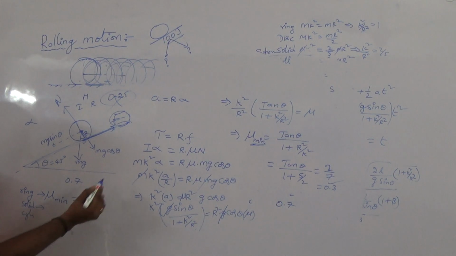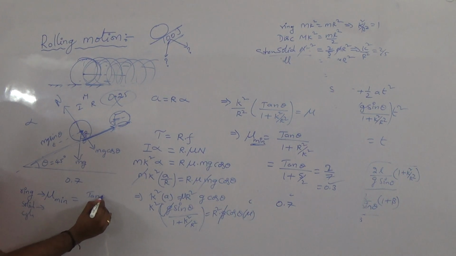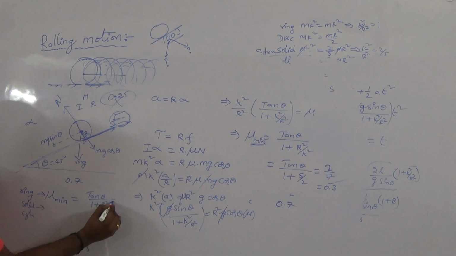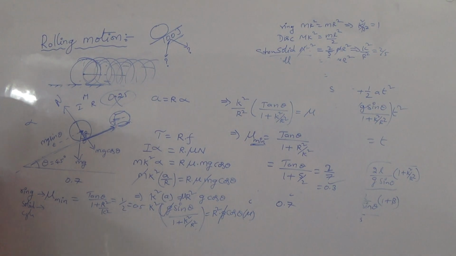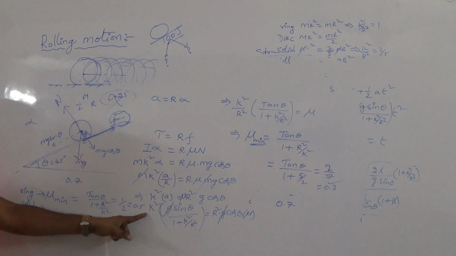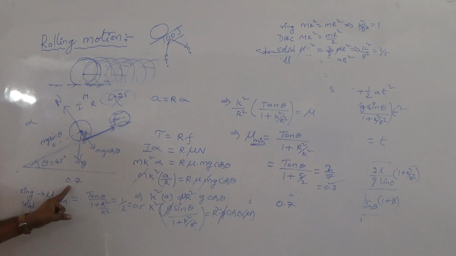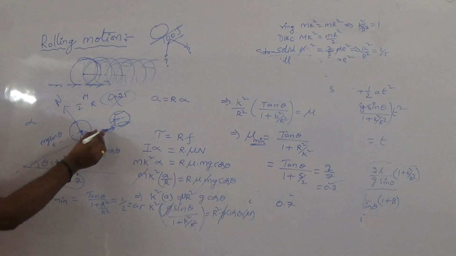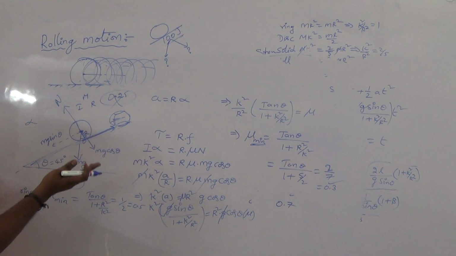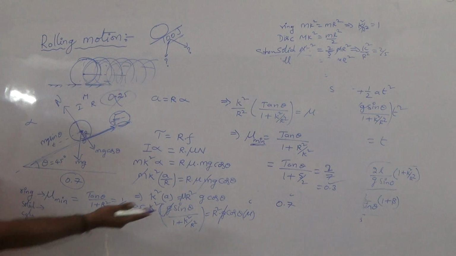When you calculate using tan theta by 1 plus k square by r square by k square, here tan theta is tan 45, so you get 1 by 2, that equals 0.5. So in case of the ring, the minimum coefficient of friction is 0.5. No problem, the given surface has a coefficient of friction 0.7. That means the surface's coefficient of friction is more than this value. Otherwise, the body can't roll.